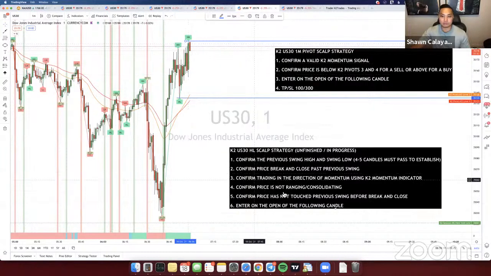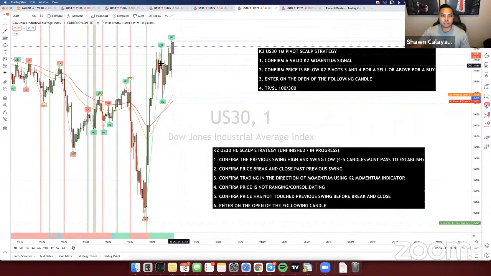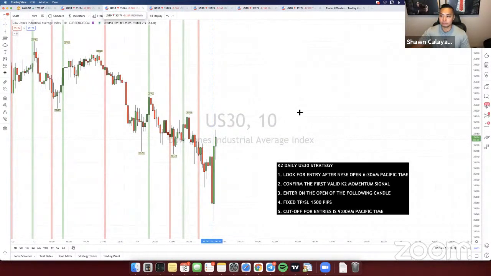If you guys remember these requirements here, the first requirement is that we confirm the previous swing high and low. And you have to make sure that 4 or 5 candles have passed without touching the previous high. So as you guys can see, price is starting to shift up. This is okay. This is what we were looking for. Looking at the 10-minute over here, I don't think this is going to close, but we'll see.